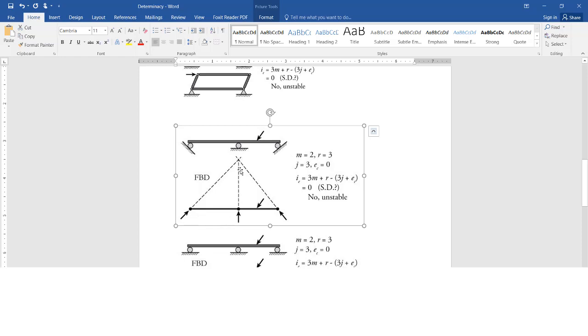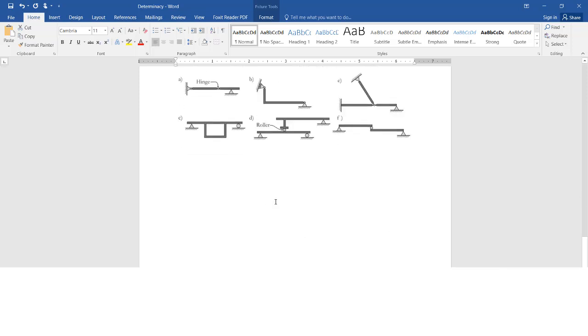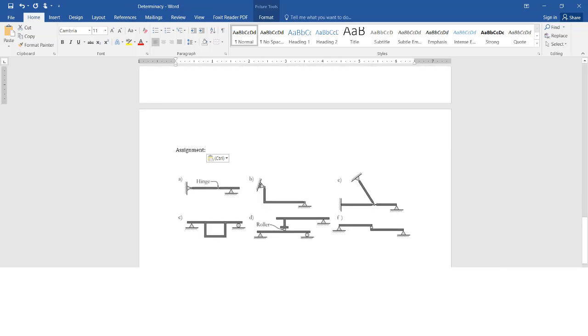We have a second condition of this frame and this beam. All the reactions are concurrent, passing through some imaginary point, so it's also not a stable one. Lastly, we have a continuous beam, but the support conditions are not so favorable. The free body diagram shows that only three reactions exist. No horizontal restraint is there, so it will move like a vehicle. So it's also no more stable.